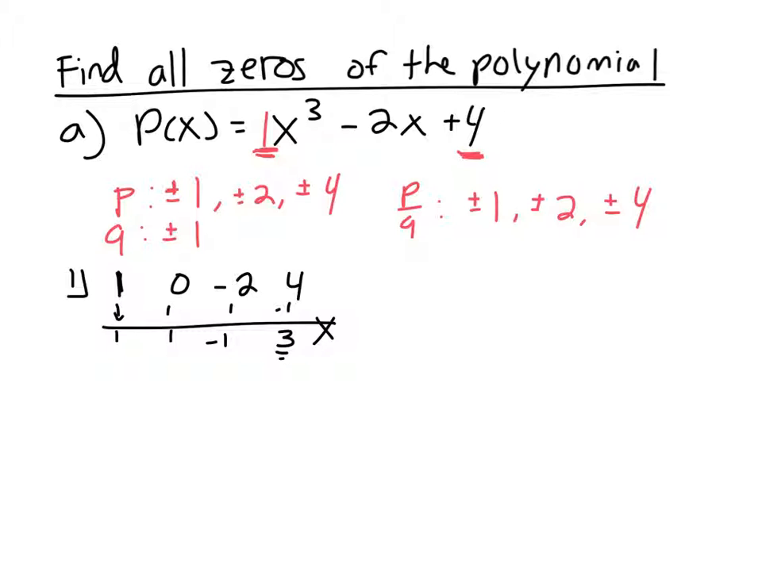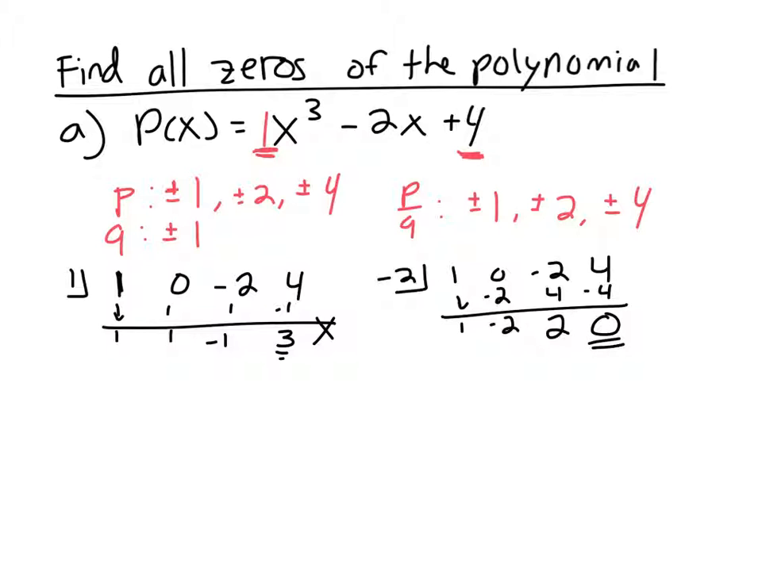Let's go ahead and try negative 2. 1, 0, negative 2, and 4. Drop the 1. Negative 2 times 1 is negative 2. Negative 2 times negative 2 is 4. Okay, add these. Negative 2 plus 4 is 2. Negative 2 times 2 is negative 4. And the remainder is 0. Okay, so negative 2 is a 0.